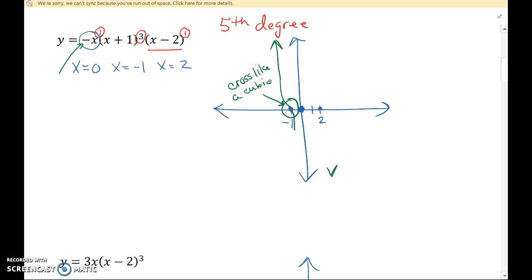Now I circled that and wrote crosses like a cubic just to note that it is, in case you can't recognize that or in case your artistry is poor. But I really want you to recognize that so that when you see it later on a given graph, you recognize that behavior. Now at the rest of these x-intercepts, it's going to cross normally. So when we come back up to go through 0 and come back down through 2, it's going to cross more in a linear fashion.